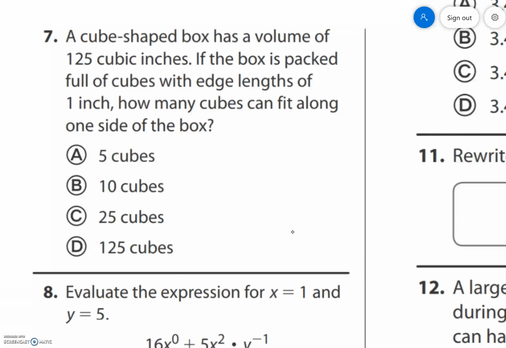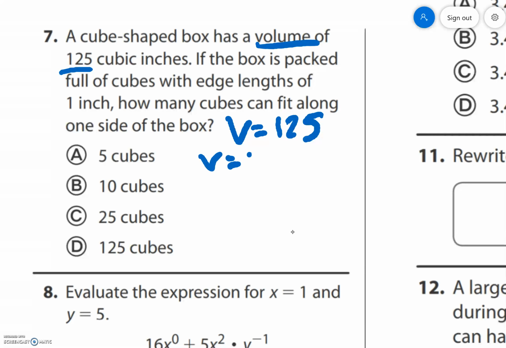A cube-shaped box has a volume of 125 cubic inches. If the box is packed full of cubes with edge lengths of 1 inch, how many cubes can fit along one side of the box? Be very careful with this question. It has 2 parts. So first of all, volume is 125.